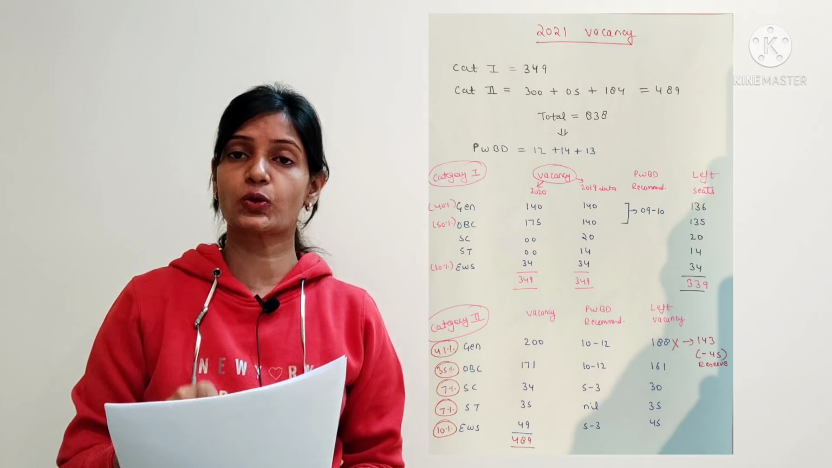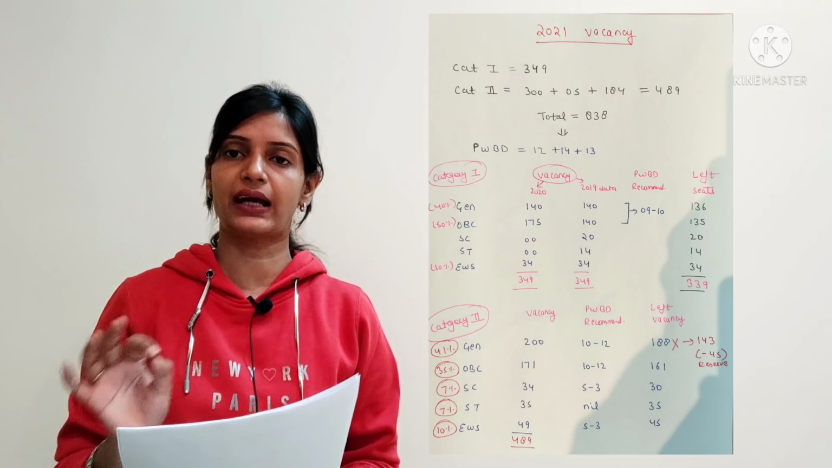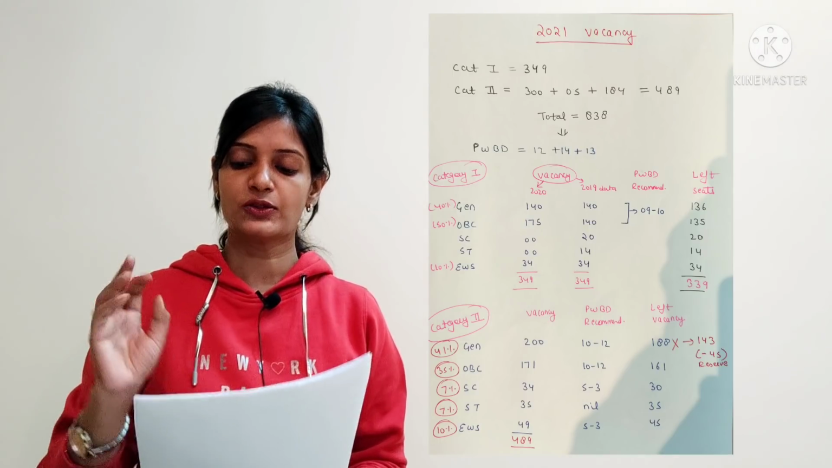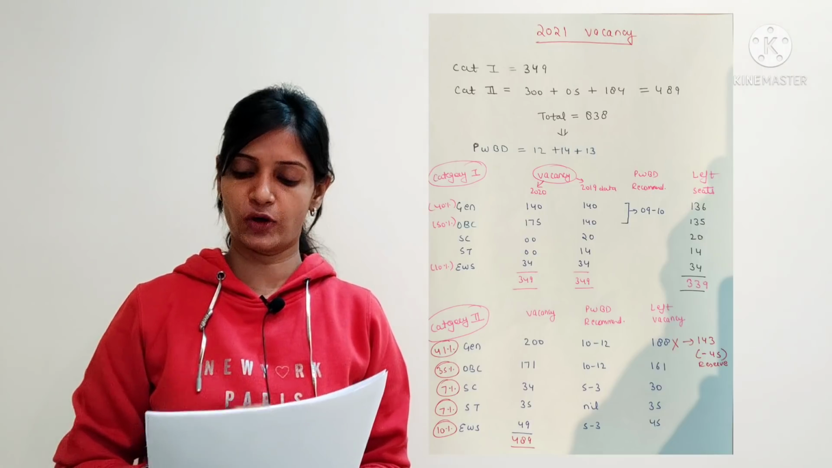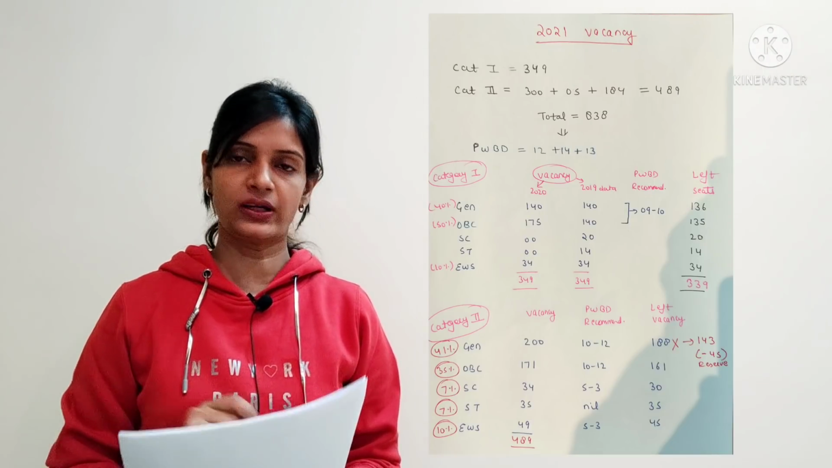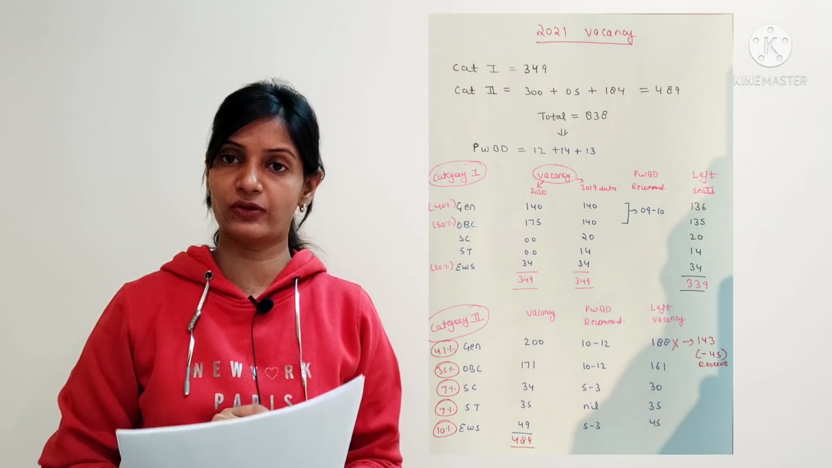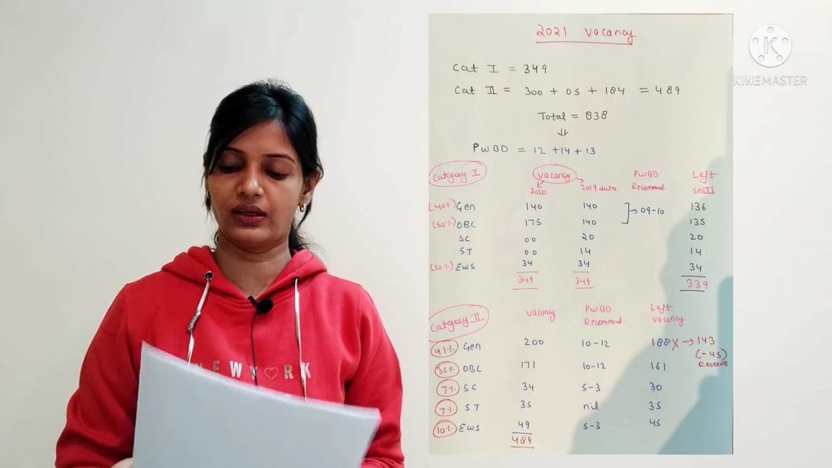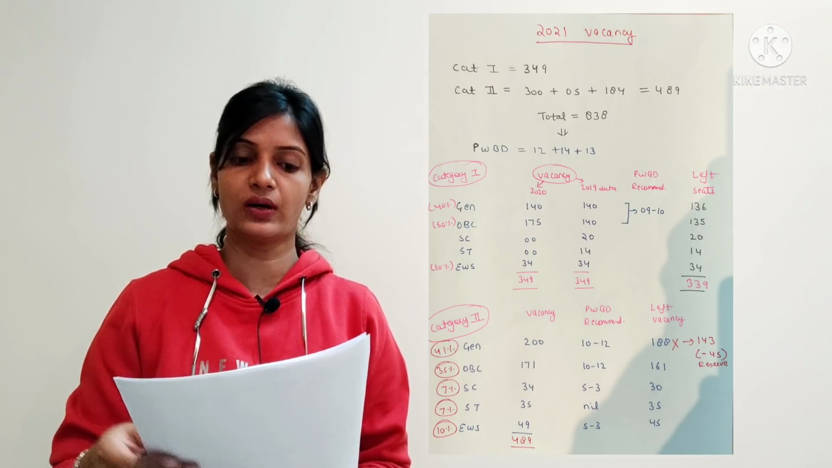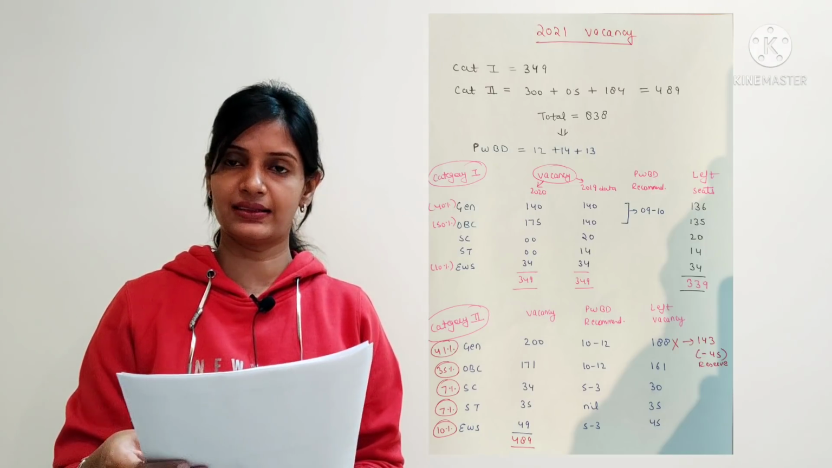And out of this total PWBD, I would recommend 9 to 10 to go in category 1. So the left seats become 136 for general, 135 for OBC, 20 for SC, 14 for ST and 34 for EWS in category 1. So total 339 seats for category 1. According to these castes, I have divided the seats also.